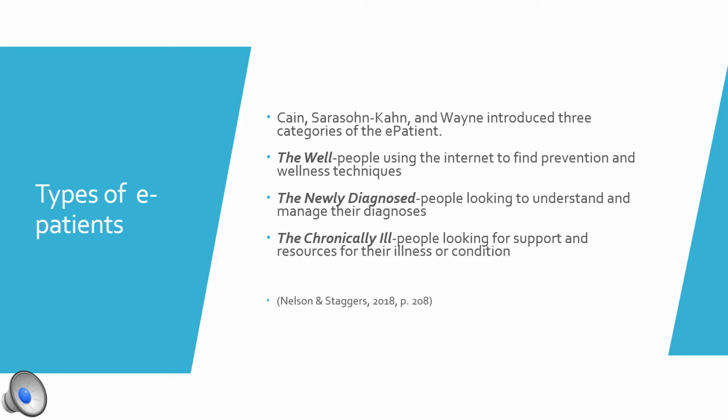There are three categories of the e-patient. The well are people using the internet to find prevention and wellness techniques. The second category is the newly diagnosed. These are people looking to understand and manage their diagnoses. The final category are the chronically ill. These people are looking for support and resources for their illness or condition.